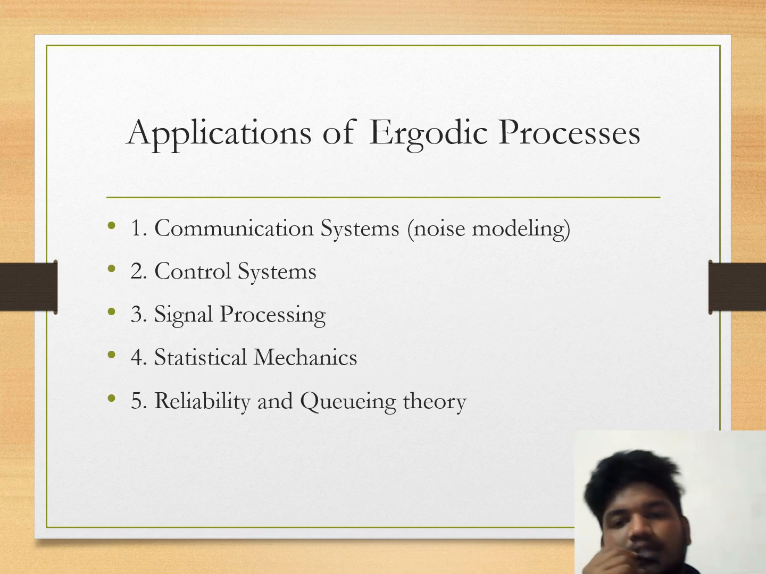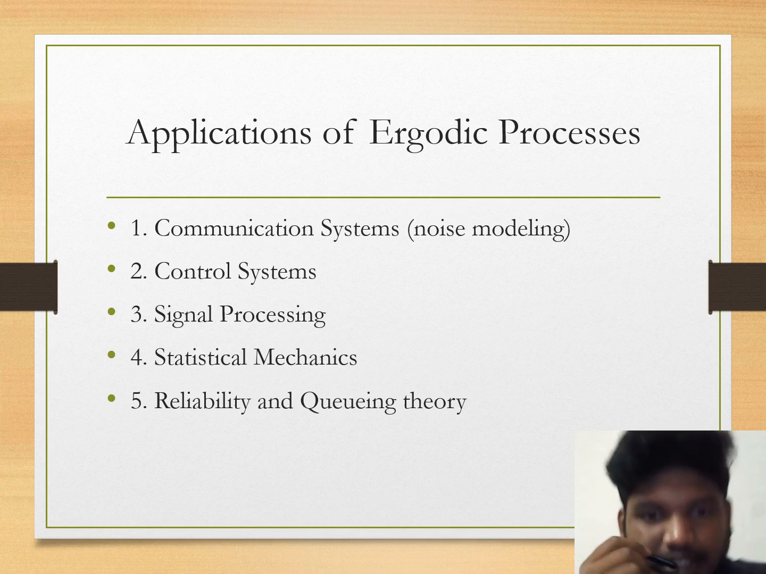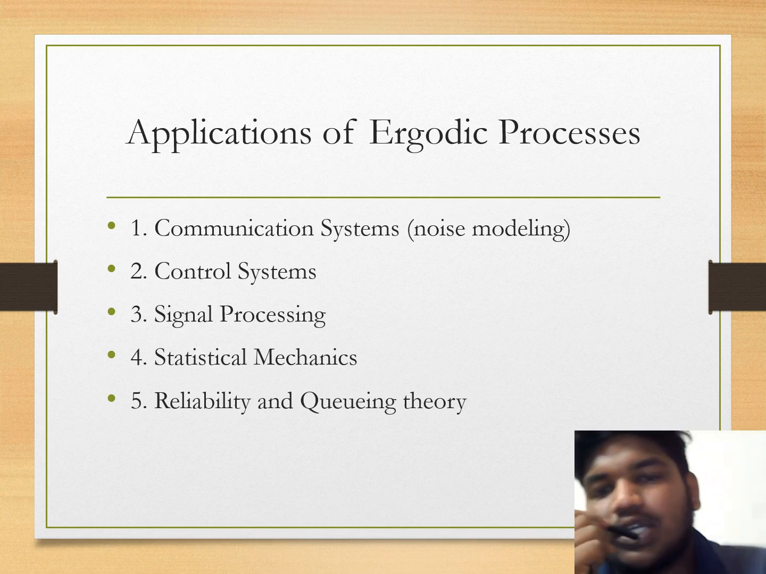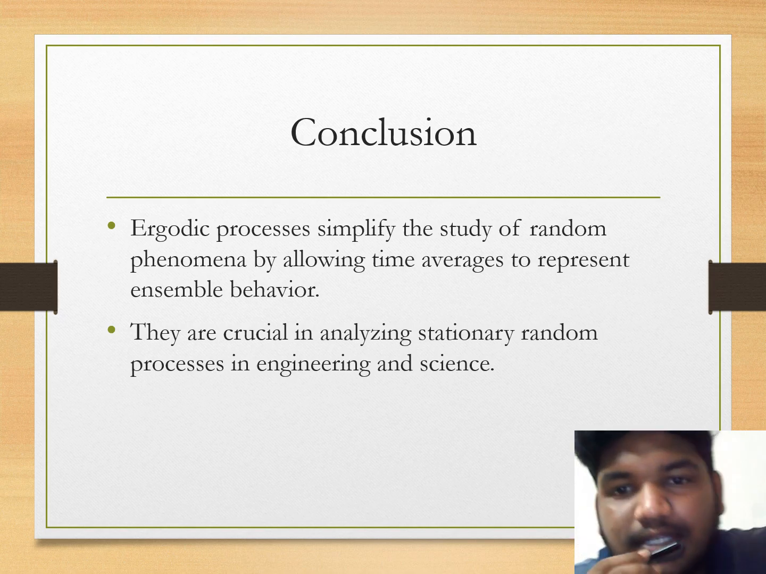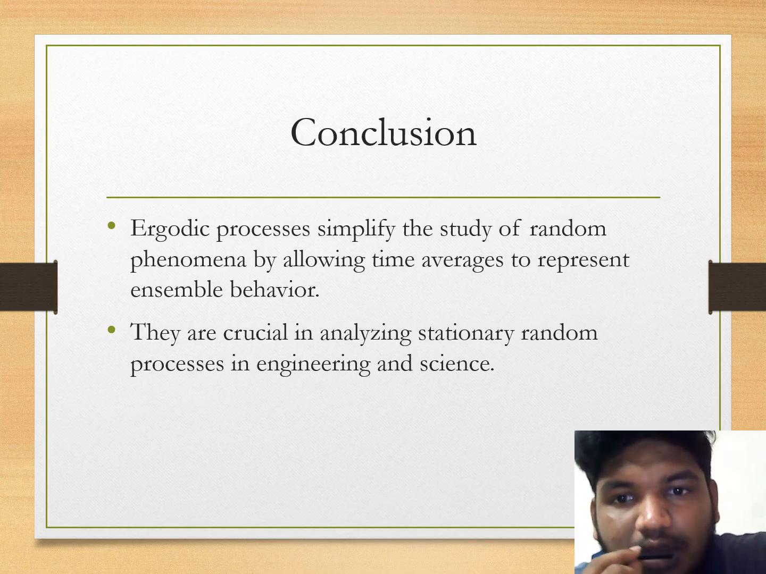Applications of ergodic processes: these are used in signal processing, control systems, statistical mechanics, and more. The ergodic process simplifies the study of random phenomena by allowing the time average to represent the ensemble behavior.